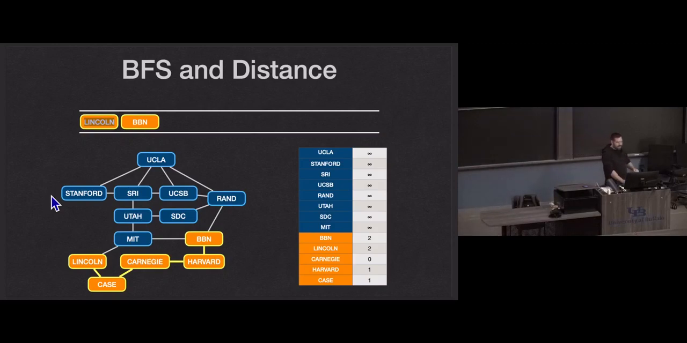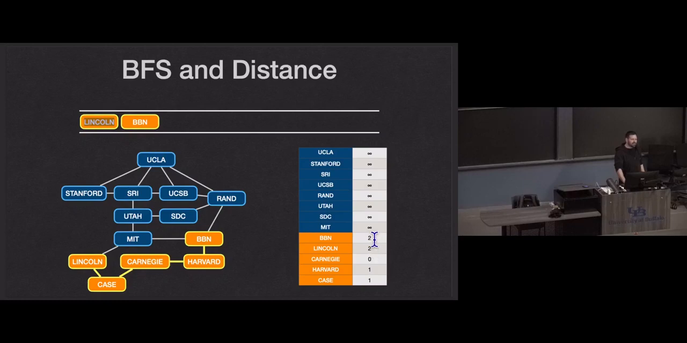What determines what edge is used and how this tie is broken is the order of the neighbors in the adjacency list, which is decided by what order you added the edges in when you created the graph. So I guess in some way you have control over it, but it doesn't matter for our purposes. We're going to get the same distance number. Whether Lincoln discovers MIT or BBN discovers MIT, MIT is going to have distance 3 no matter what. Doesn't matter, because BBN and Lincoln both have distance 2.